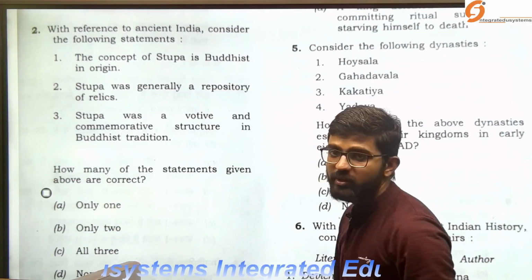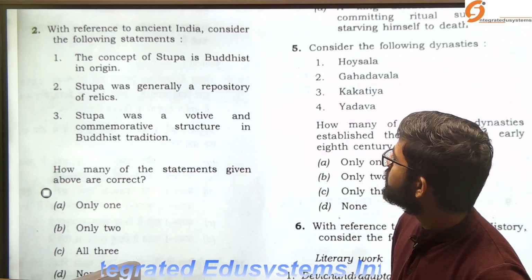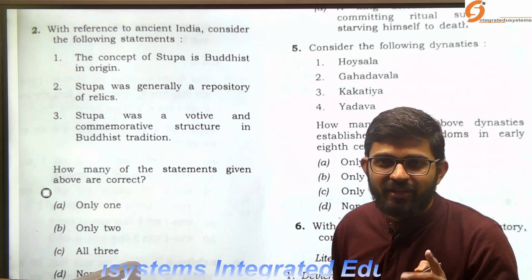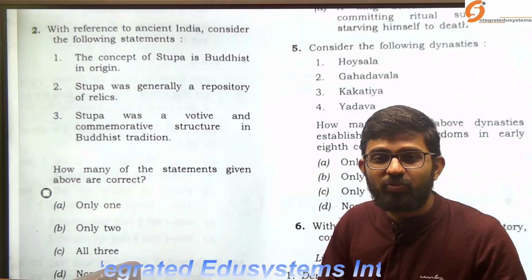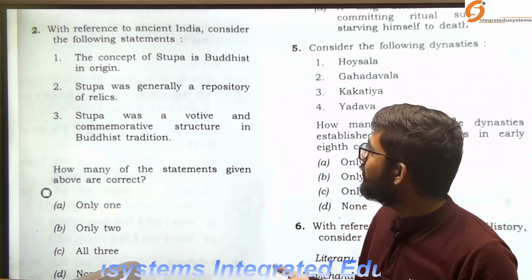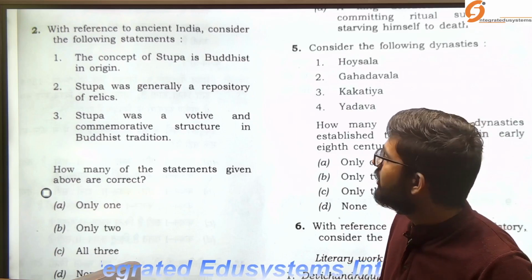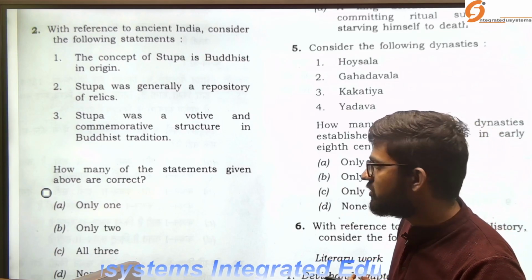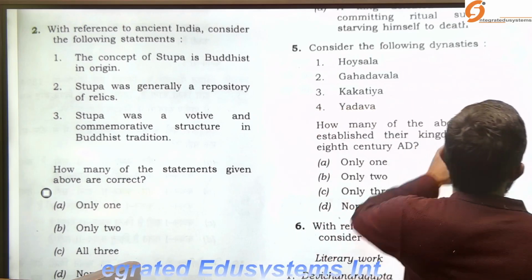With reference to ancient India, consider the following statements. The concept of stupa is Buddhist in origin. Here there is a debate. Even in the Vedas there is a word mentioned called stupa, but there stupa means a different thing. So we cannot say definitely, but stupa was generally a repository of relics. Yes, Buddha relics. Stupa was a votive and commemorative structure in Buddhist tradition. Yes. So here only 2 statements are correct, which is B.